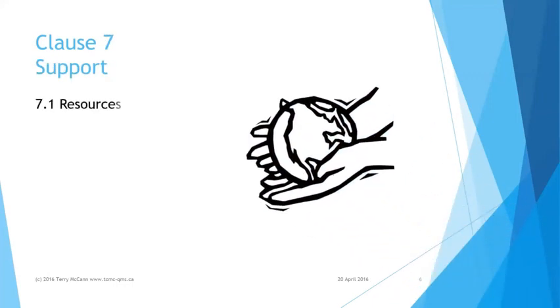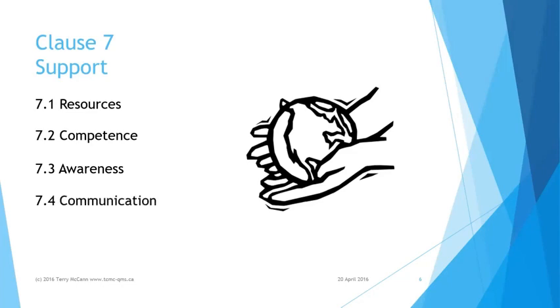Clause 7 describes the requirement to determine the resources needed for an effective and continually improving EMS. In particular, you have to ensure that the people are not only trained but competent with regard to the organization's environmental aspects. They must be aware not only of their EMS responsibilities, but also the implications of non-compliance with regulations and not conforming with EMS requirements.